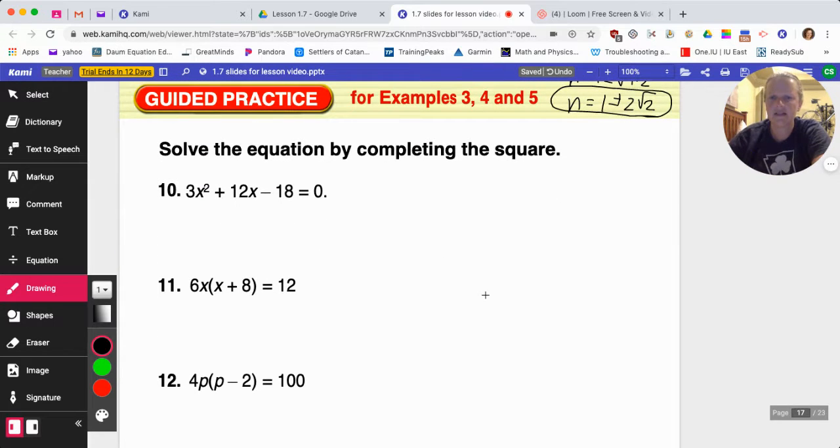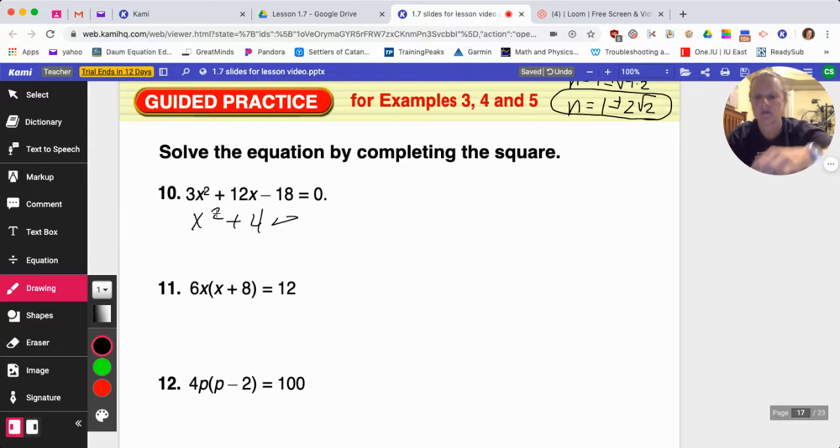All right, let's see. Number 10 is another A. I can divide everything by 3. 3, 6 equals 0. So go ahead and take it from there. I'll give you the answer. It is negative 2 plus or minus root 10.